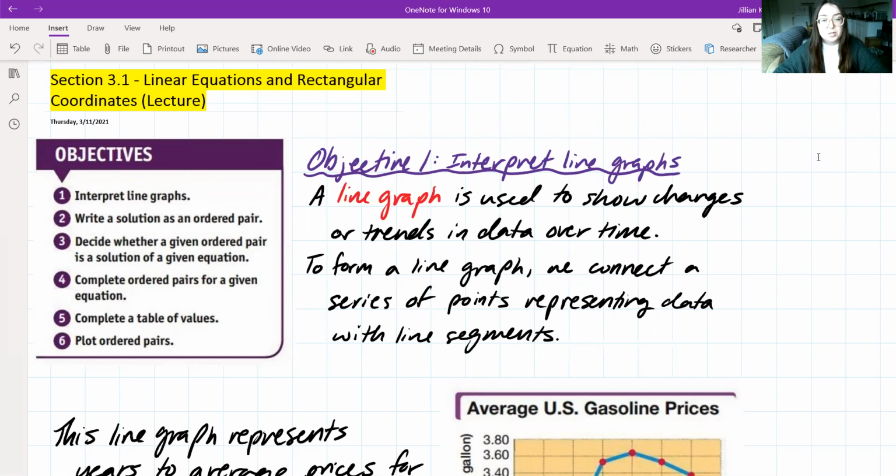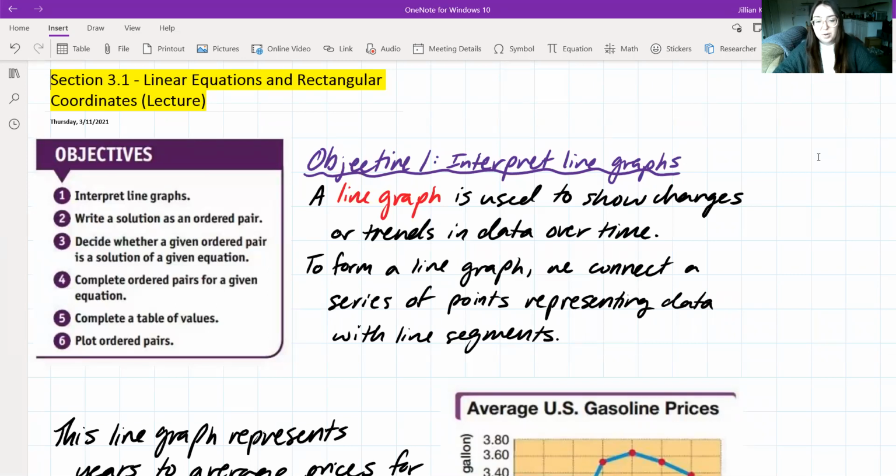First objective, we want to interpret line graphs. Second, we want to write a solution as an ordered pair. Third, we want to decide whether a given ordered pair is a solution of a given equation. 4, complete ordered pairs for a given equation. 5, complete a table of values. And 6, plot ordered pairs. So let's get started with objective 1 here.